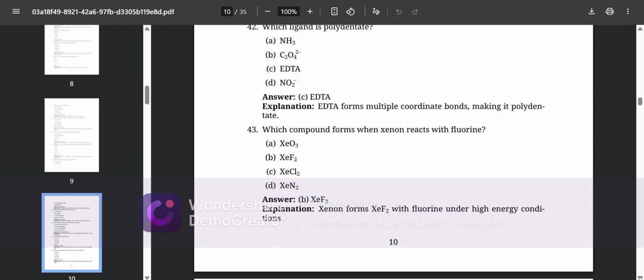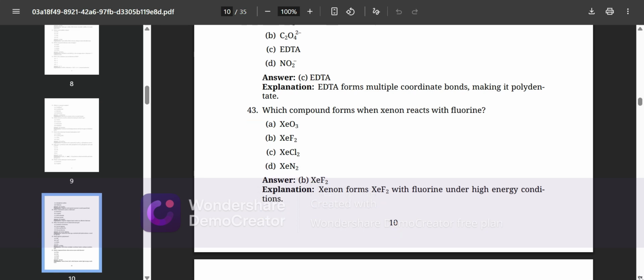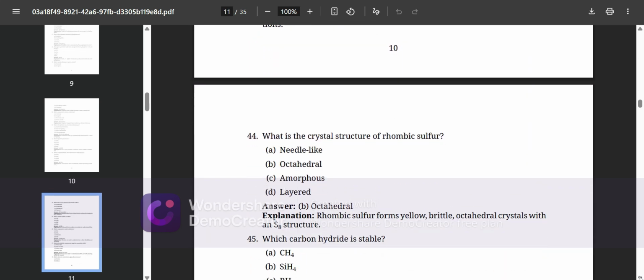EDTA forms multi coordinate bonds, making it polydentate. Which compounds form when xenon reacts with fluorine? XeF2. Xenon forms XeF2 with fluorine under high energy conditions.